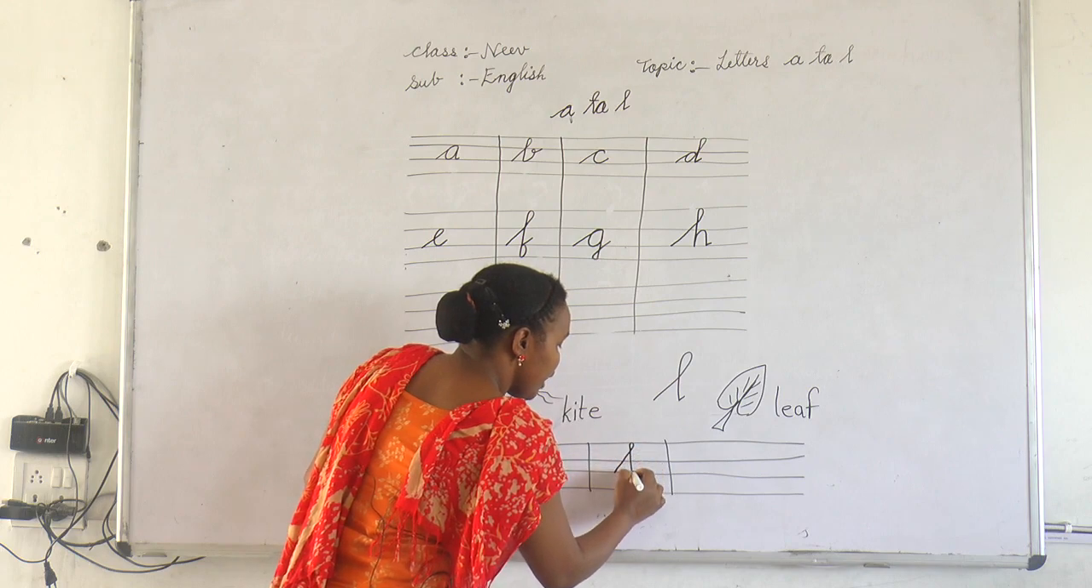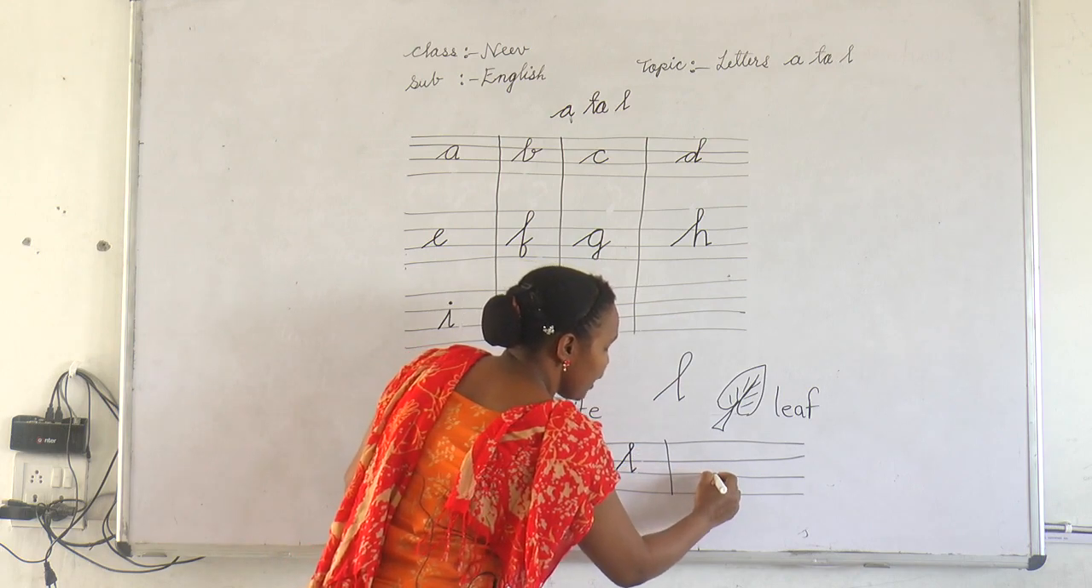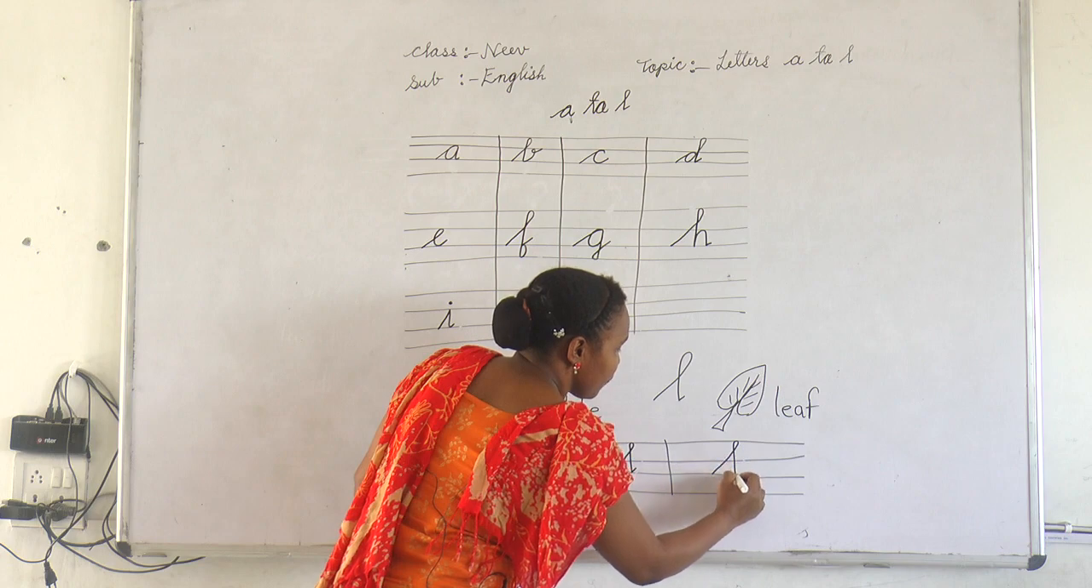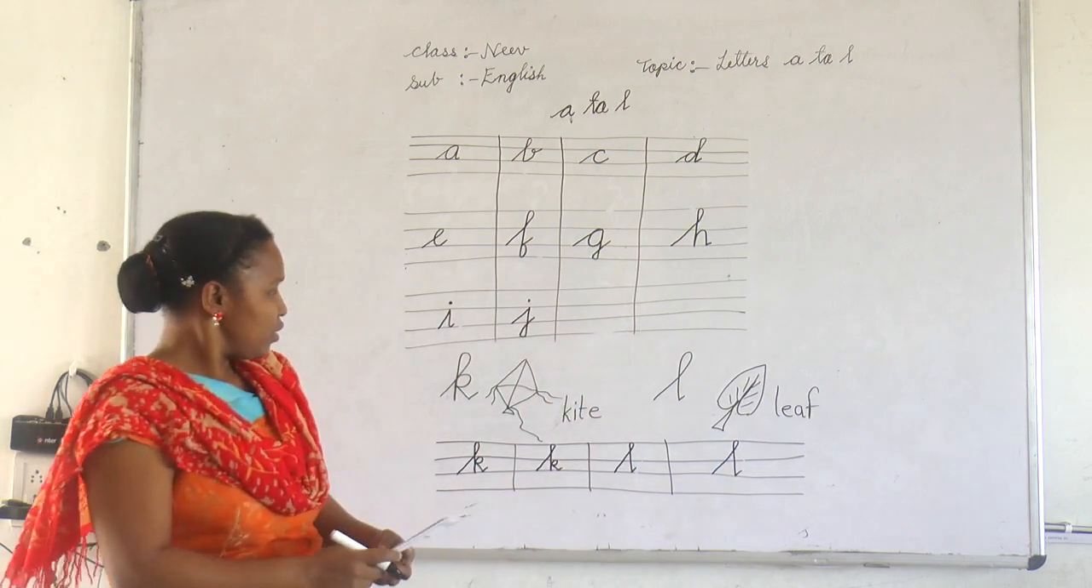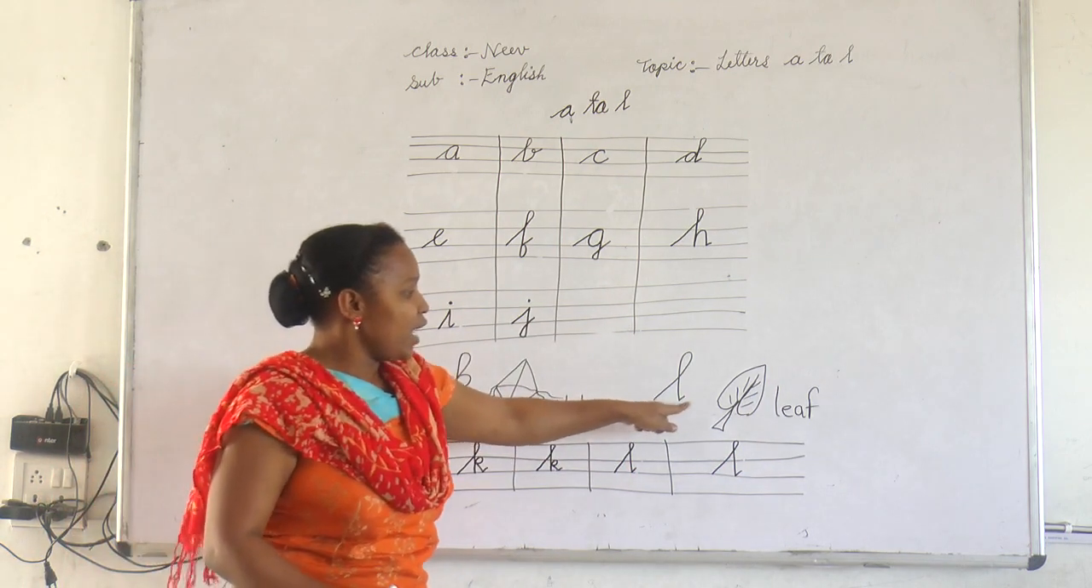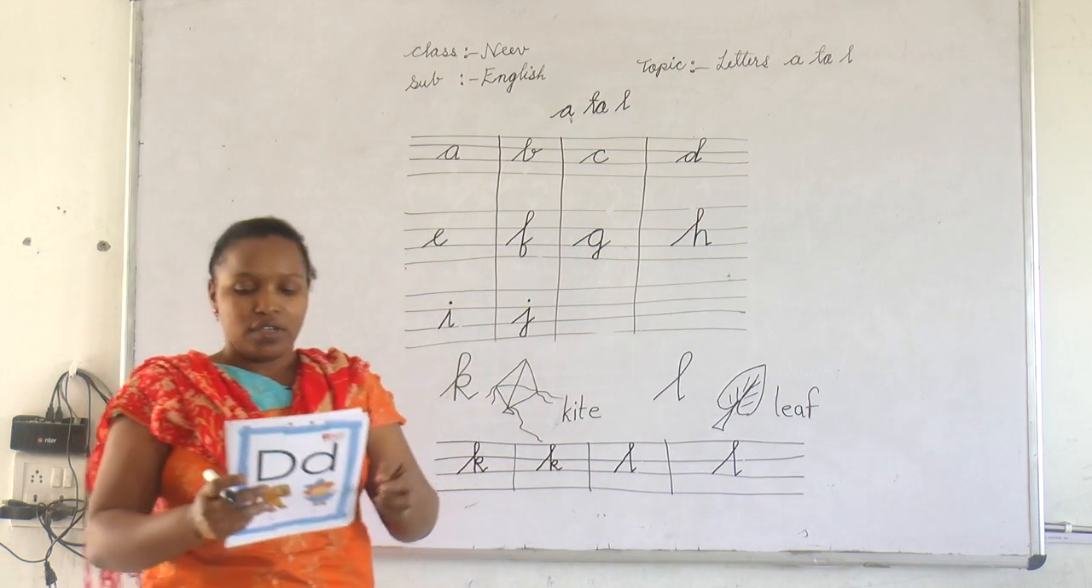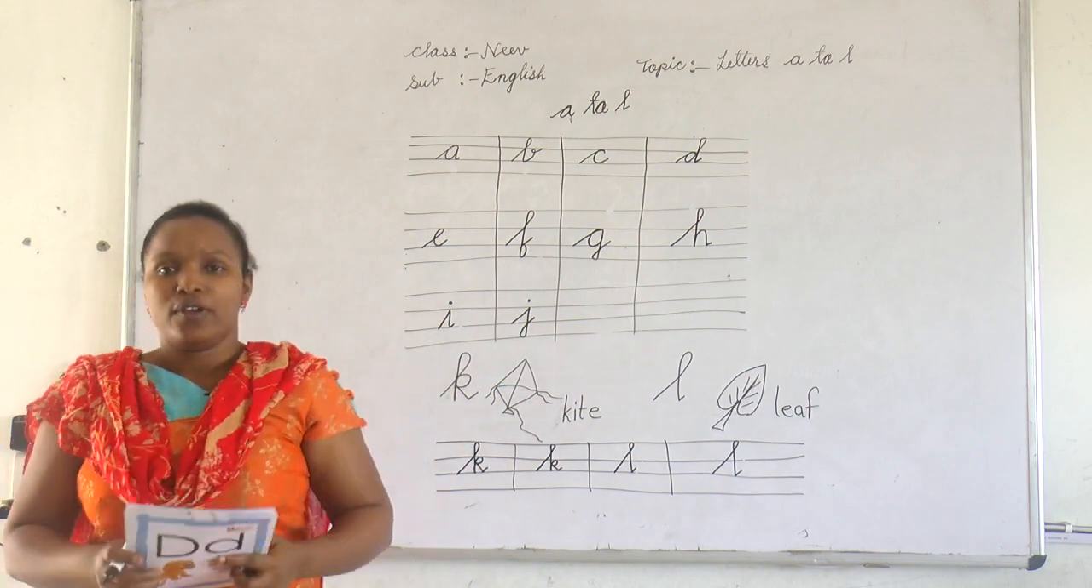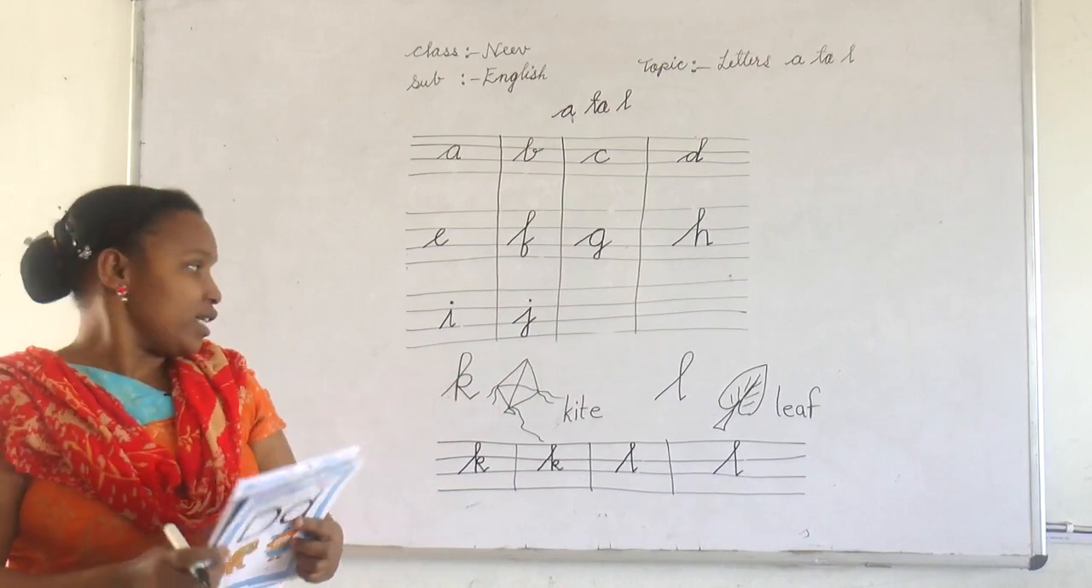L. L is a very easy letter. You can write it nicely. Line, like this. Okay. L, leaf. L, leaves. Okay. L, lollipop. Okay. Like this, you have to learn the letters.